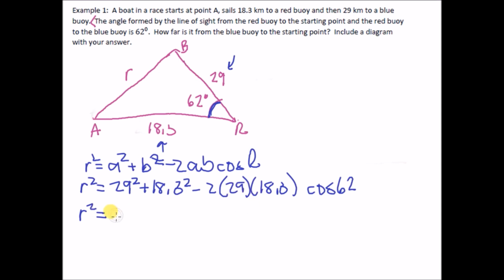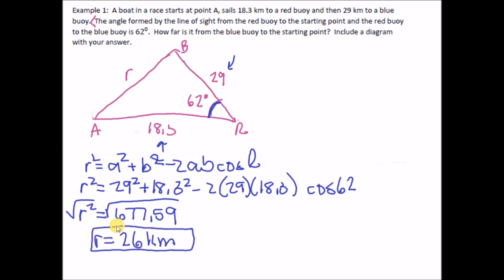So we get 677.59, and when we root both sides, we get 26 kilometers. So we can write a therefore statement. I like to box these. Doesn't feel complete without a box. So let's go, therefore, it is 26 kilometers from the blue buoy to the starting point. There we go. There's our therefore statement.